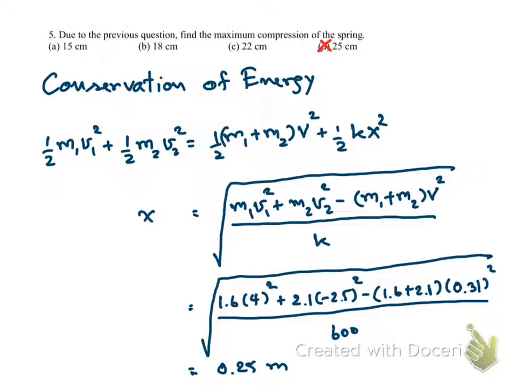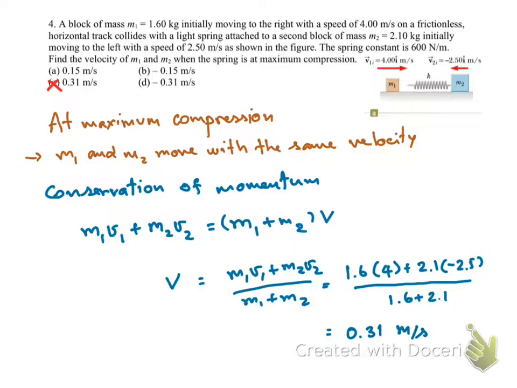Following on to question number 5, from the previous question, find the maximum compression of the spring. Now, we want to know the maximum compression of the spring. Since there is no friction, they said this is on a frictionless surface.